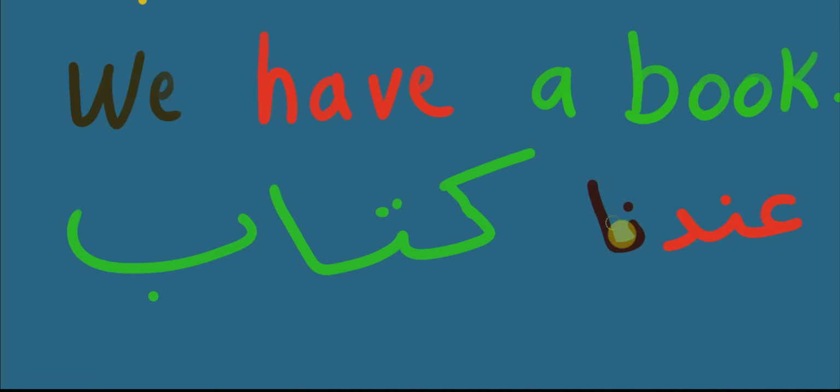And when it's attached to it, you lose the hen, so it becomes عندنا. When it's used like this, it indicates a possessive pronoun for the first person plural, feminine or masculine. So you say عندنا, that we have a book. كتاب, we have a book.